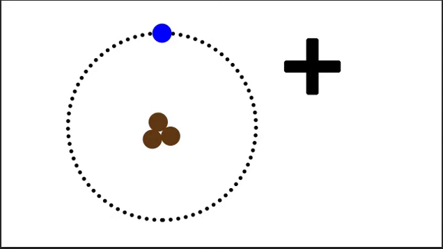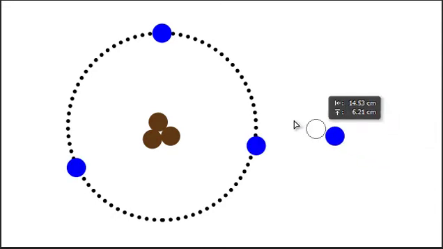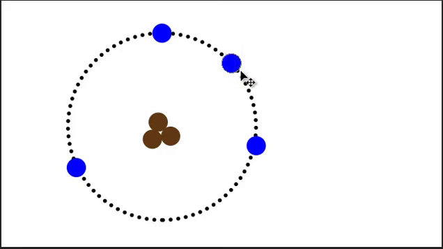But what if we add more electrons? We have 4 electrons and 3 protons. So this object becomes negatively charged. So say this object is negatively charged. When we add more electrons to an object, it becomes negatively charged. We remove electrons, it becomes positively charged.